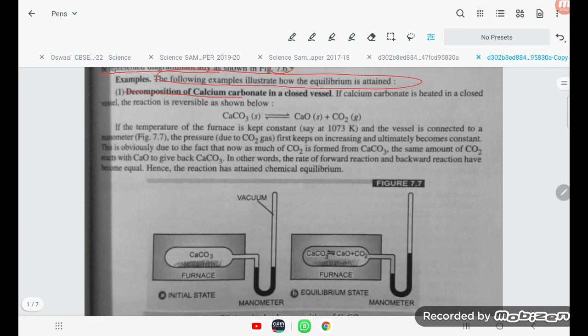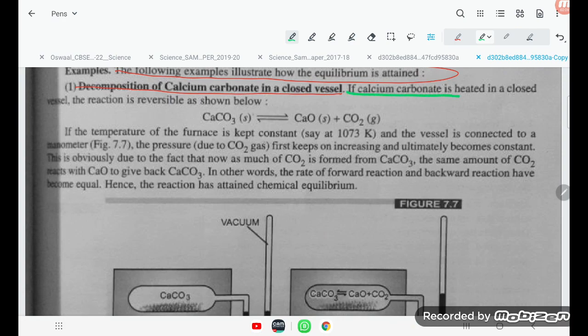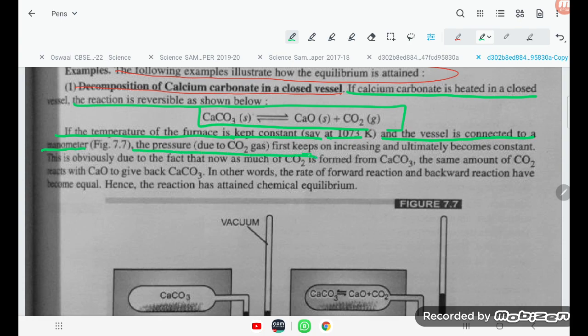The following example illustrates how equilibrium is attained: decomposition of calcium carbonate in a closed vessel. If calcium carbonate is heated in a closed vessel, the reaction is reversible: CaCO3 gives CaO plus CO2. If the temperature of the furnace is kept constant, say 1073 Kelvin, and the vessel is connected to a manometer, the pressure due to CO2 gas keeps on increasing and ultimately becomes constant.